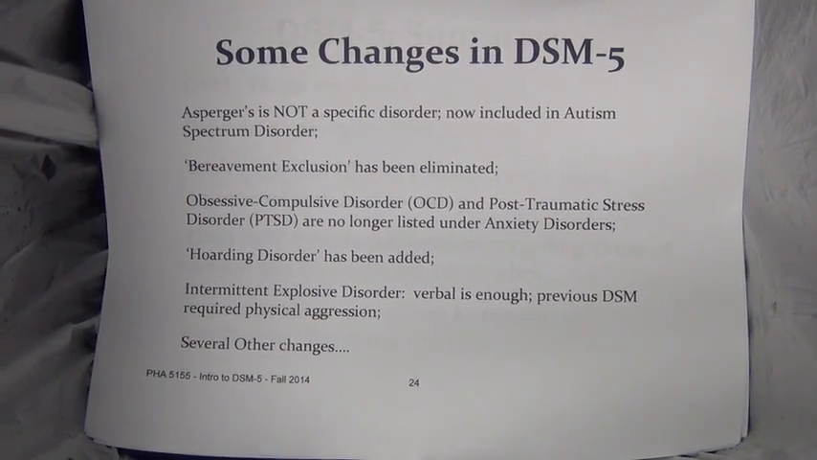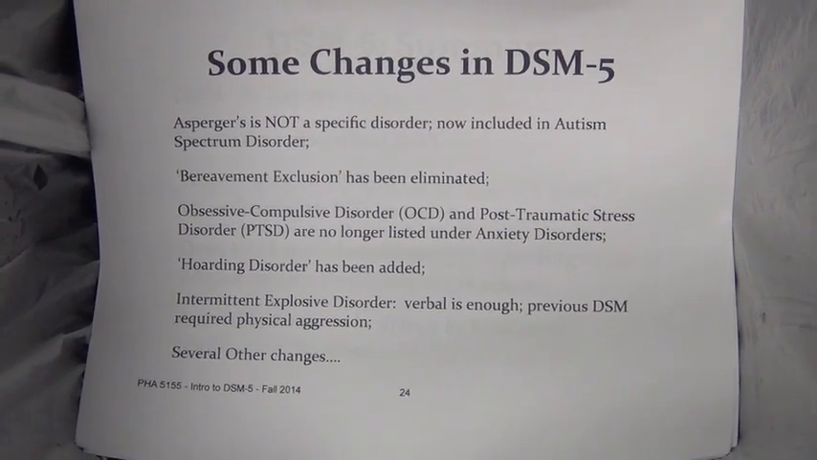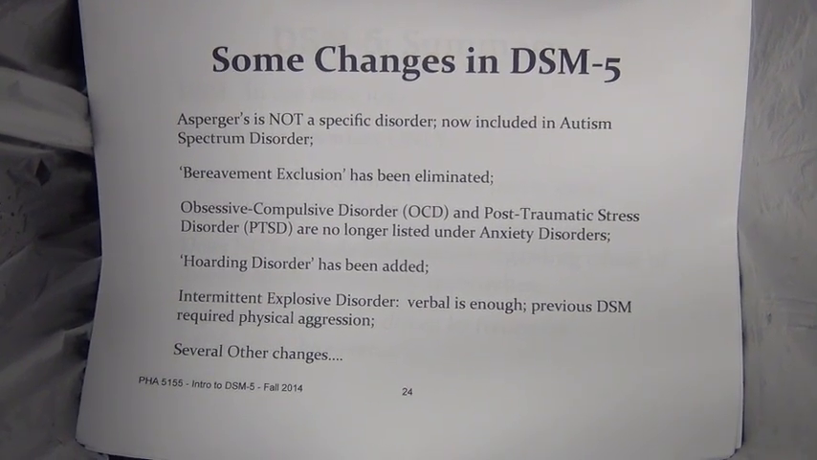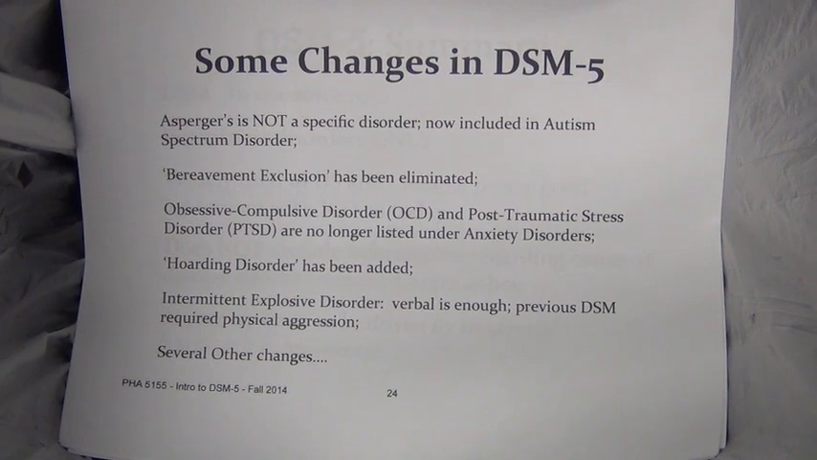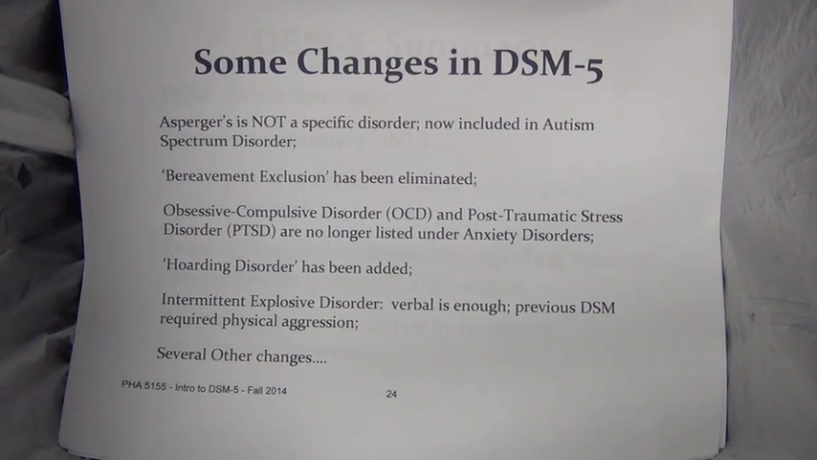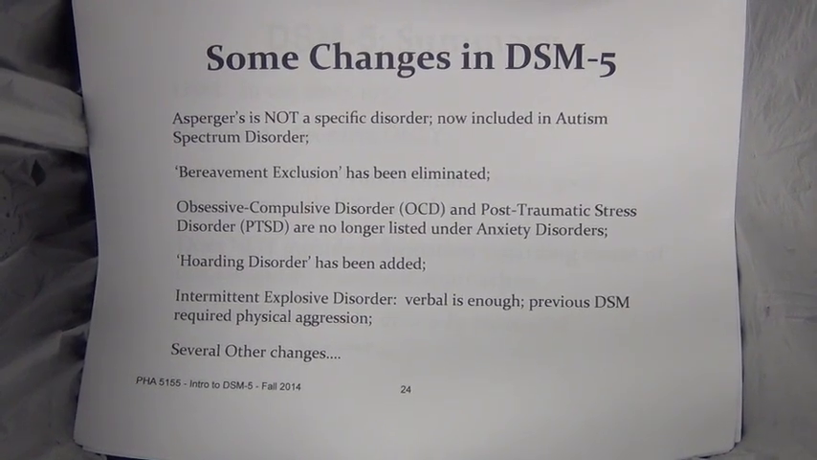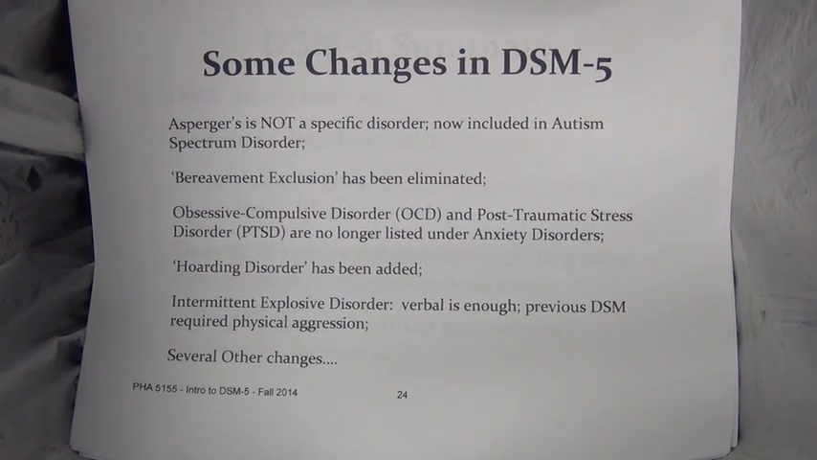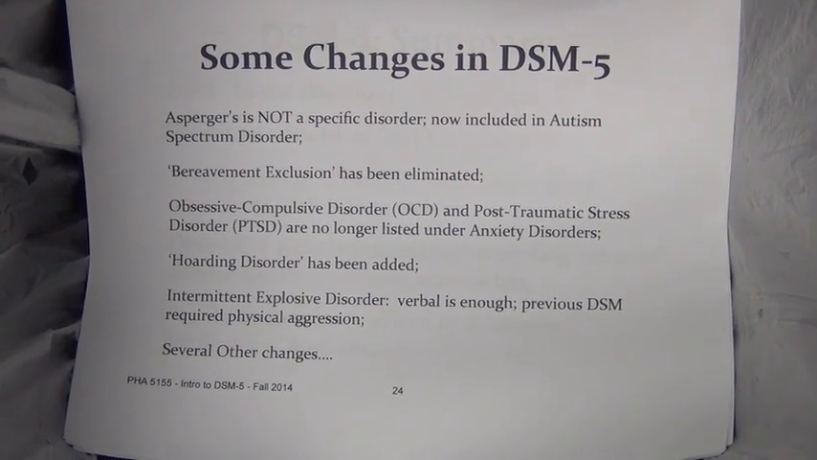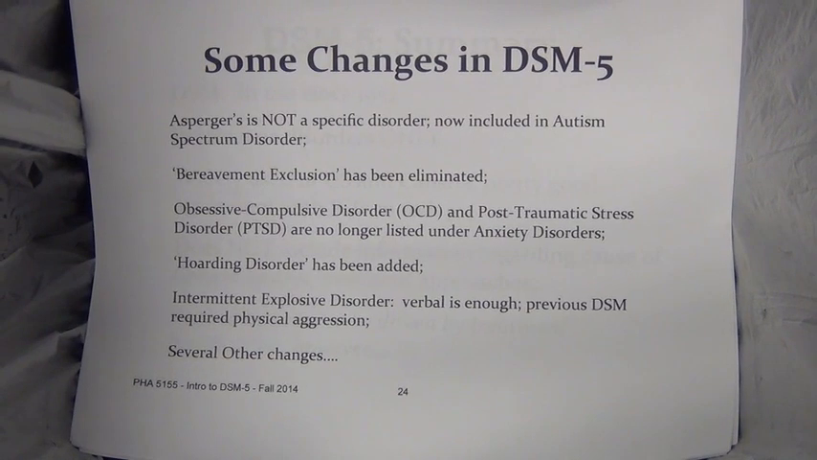Another thing that I think most people would be very appreciative of is that the bereavement exclusion has been eliminated. What that means is that in all previous versions of the DSM, even DSM-4, if a person suffered depression because of the loss of a loved one, that was not considered depression, because it was bereavement, and that was an exclusion. In DSM-5, there is a clear recognition that loss of a loved one can result in real, lasting depression that can require real treatment.